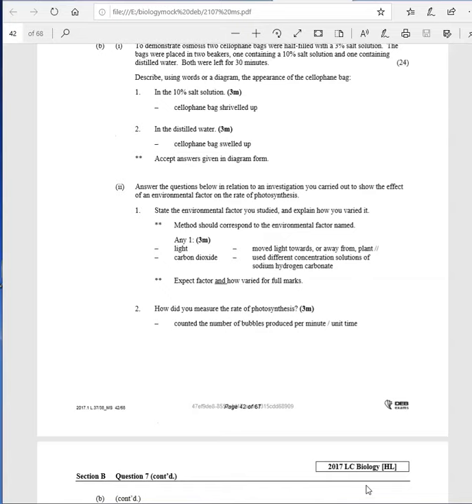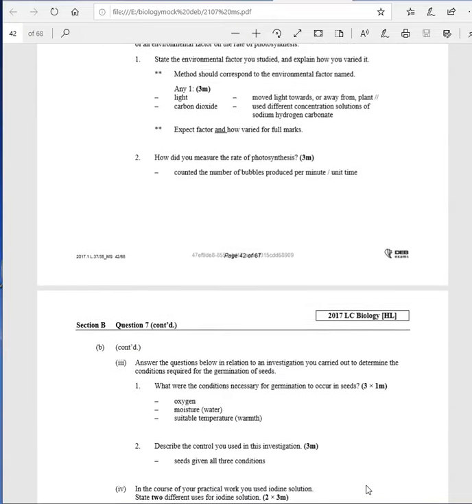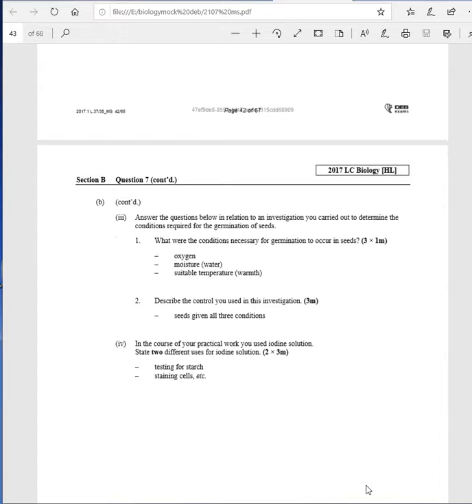Answer the questions in relation to an investigation you carried out to show the effect of an environmental factor on the rate of photosynthesis. So this is your pondweed experiment. The easiest environmental factor to discuss is light, and how you discuss that is you say you moved a lamp or you moved a light towards or away from your plant. How did you measure the rate of photosynthesis? You counted the number of bubbles produced per minute from the cut end of the Elodea stem. You have to stress that you counted the bubbles for a particular amount of time. If possible, also say you got the average.